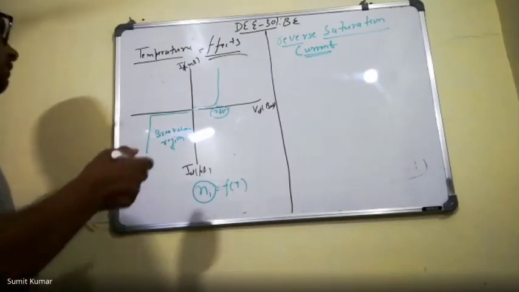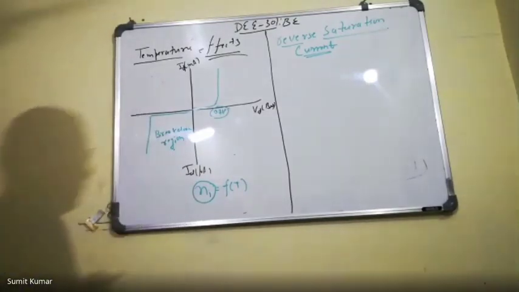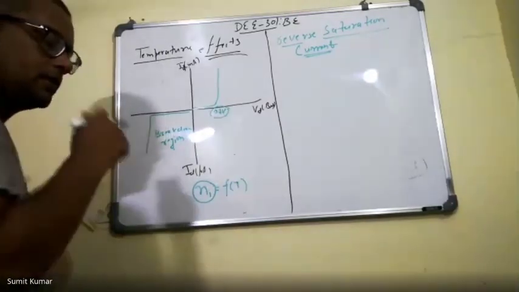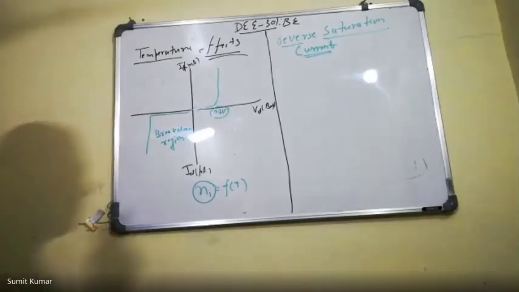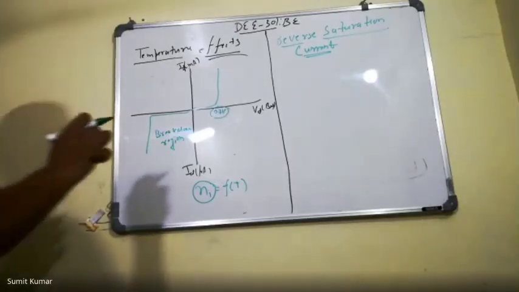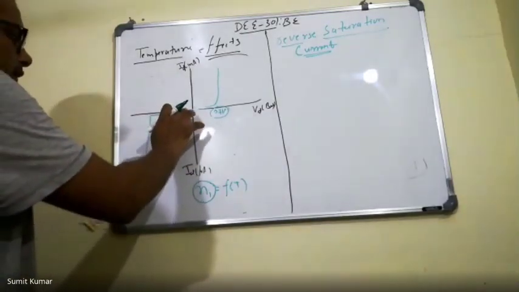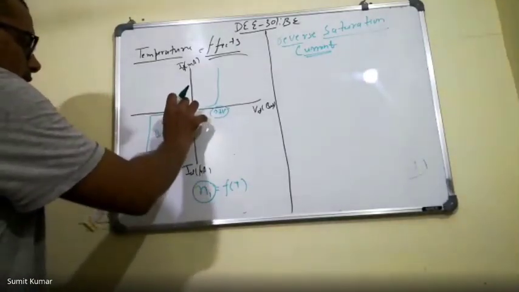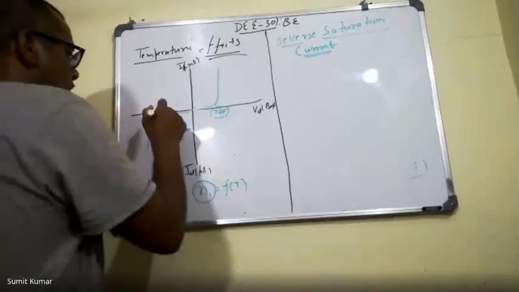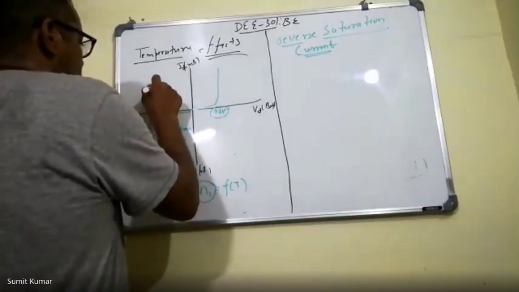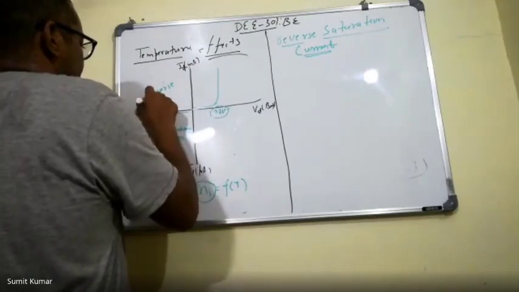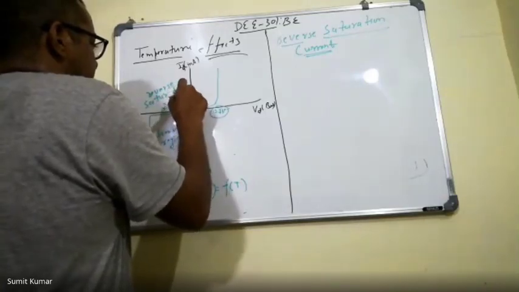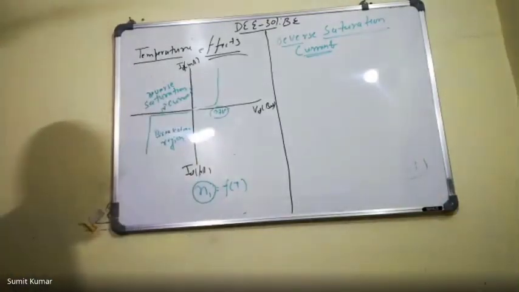And we know that this reverse saturation current is the drift current in the reverse bias region. So if the minority carriers increase, then definitely this drift current will increase. So you need to understand that if the temperature increases, then this reverse saturation current will increase. The terminology is reverse saturation current.